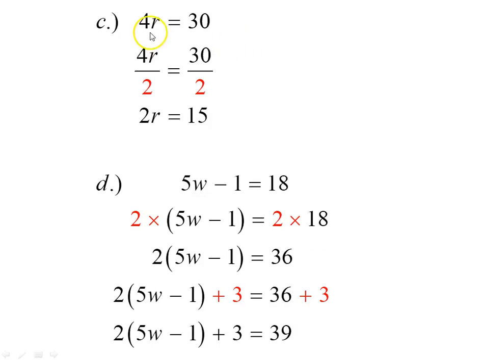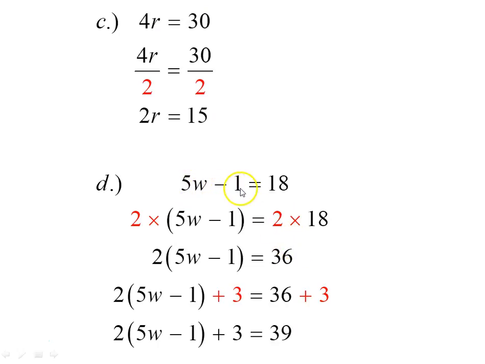Here, 4 times r is 30. Well, we want to divide both sides by 2. So 4r divided by 2 is the same as 30 over 2. What we do to one side, we must do to the other. 4 divided by 2 is 2 times r. 30 divided by 2 is 15. So 2 times r equals 15 is equivalent to 4 times r equals 30.